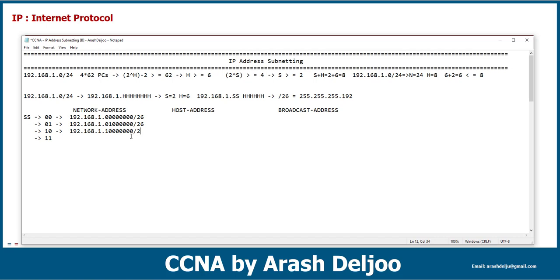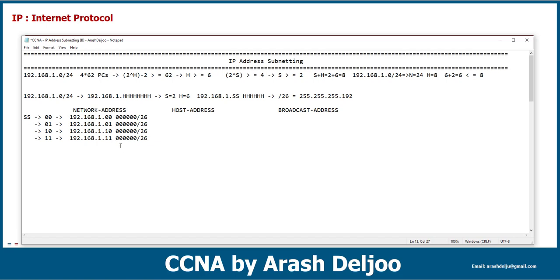Next, 192.168.1 with subnet bits 10 and six zeros, /26. And this is the last network, 192.168.1 with subnet bits 11 and again six zeros, and /26. That's it. Okay, these are our 4 networks.